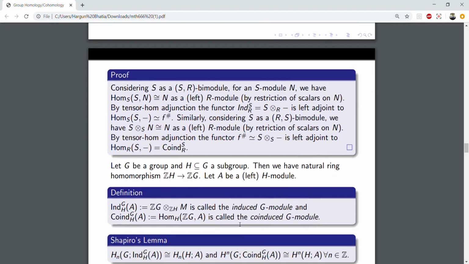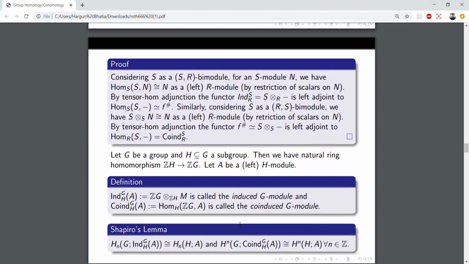Now let's go to the actual Shapiro's lemma. Suppose I have a group G and a subgroup H of G. Then obviously this induces a map from the group ring ZH to the group ring ZG. Now if A is a left H module, which means a module over this ring, then by extension of scalars, I have two different flavors of that. I can transform it into a module over ZG, that is a G module.